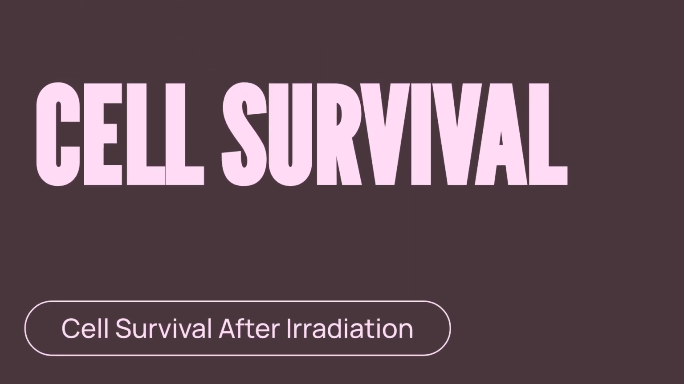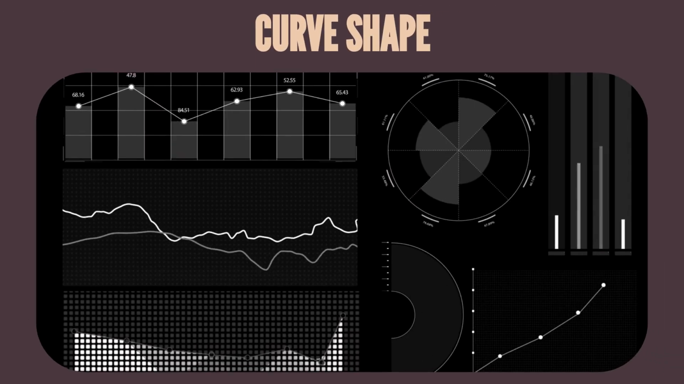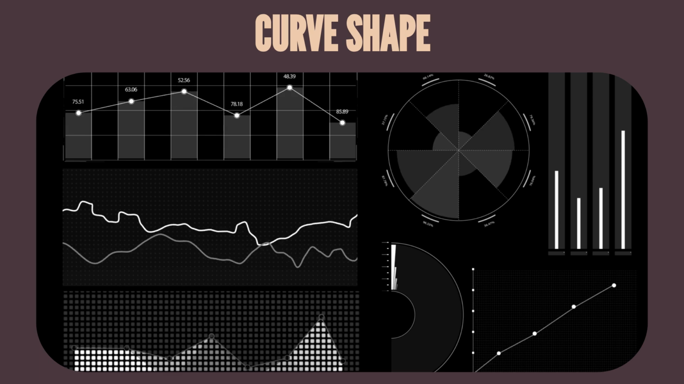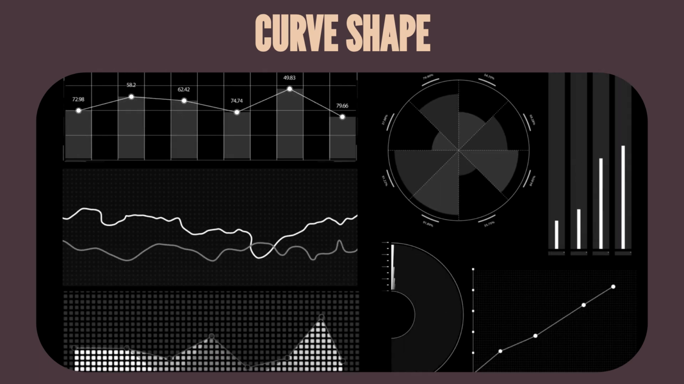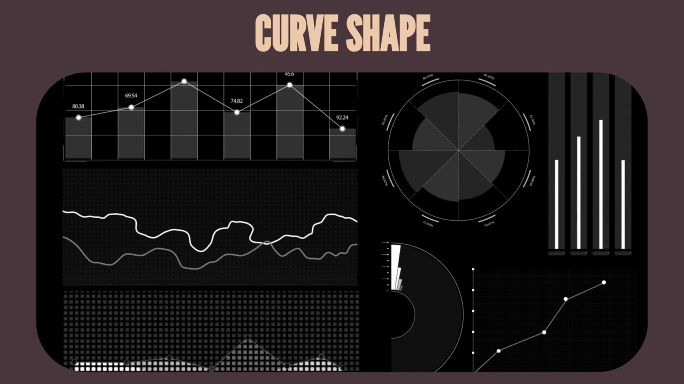A key tool for understanding these effects is the cell survival curve. Let's explore its typical shape and what it tells us. A typical cell survival curve plots the fraction of surviving cells against the radiation dose. It usually starts with a shoulder region, followed by an exponential decline.